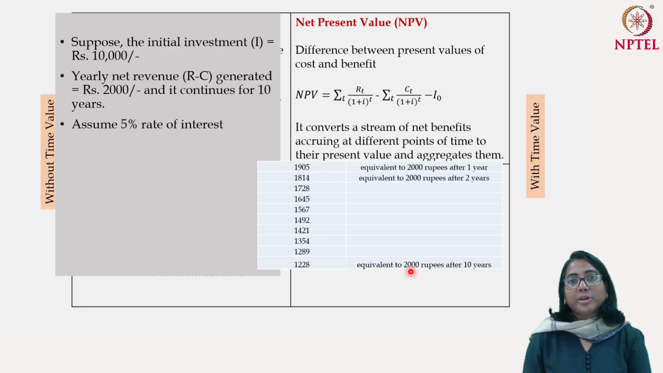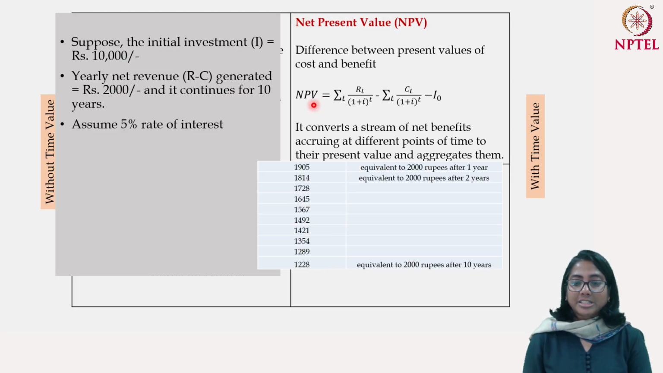Similarly, if I am going to get 2000 rupees 10 years down the line, then the present value of that 2000 rupees is 1228 rupees, which means if I keep 1228 rupees in the bank at 5% average annual rate of growth, then after 10 years this will become 2000 rupees. So this is the present value of the 2000 rupees that I am going to get.